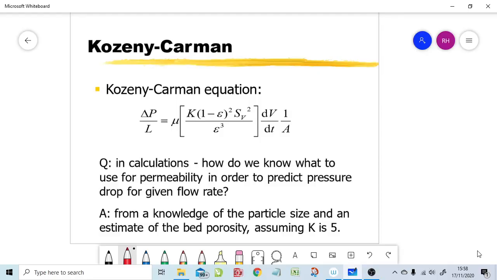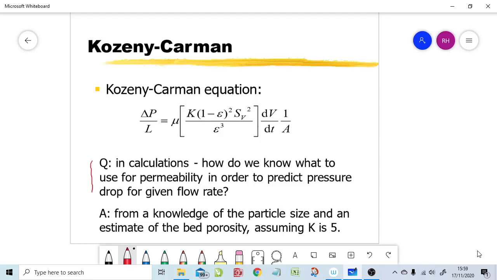Okay, so how do we use the Kozeny-Carman equation? Why do we use it? I concentrate a little bit here on design, but there's much more to it than just design. Supposing we needed to work out the pressure drop for a given flow rate, just like we might do in pumping fluids around pipes. Well, if the flow is sufficiently laminar, with negligible turbulence, then we can use the Kozeny-Carman equation.